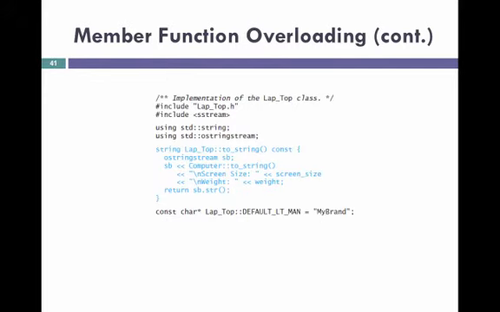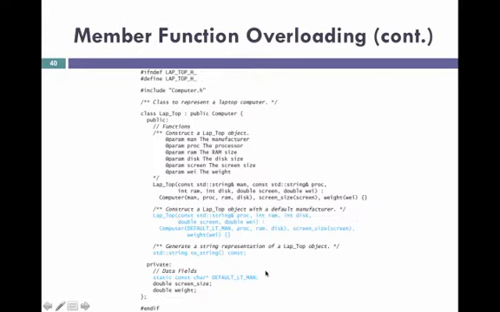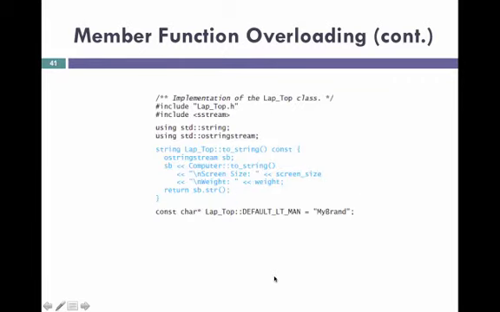And here's the implementation of the laptop class, where we now see the toString method. And remember, this was the example of overriding. And then here notice in the header file we declared this default manufacturer, but we didn't initialize it, and here in the CPP file we'll give it the value mybrand.